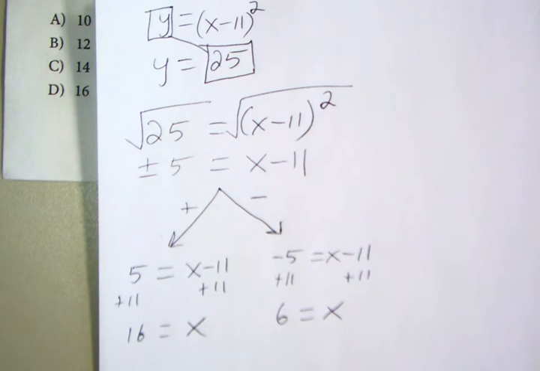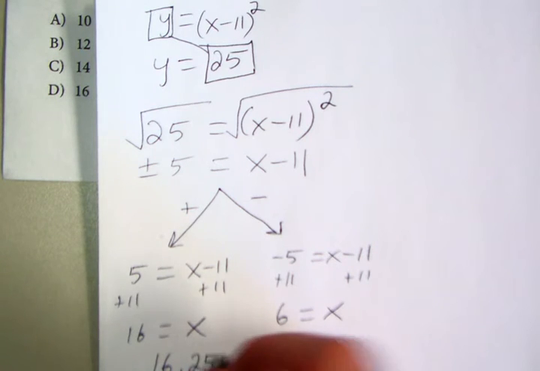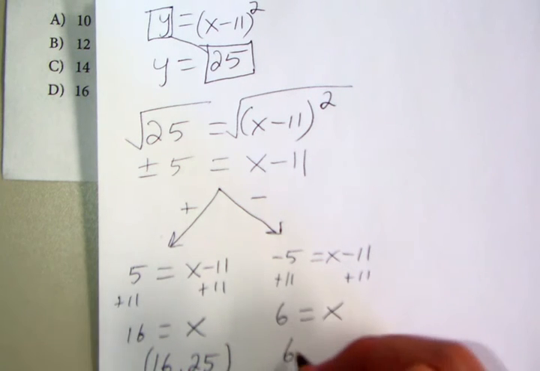Now keep in mind that we're looking at the intersection of two lines, and one of those lines is y is equal to 25. So if we consider these as coordinates, the y value has to be 25.